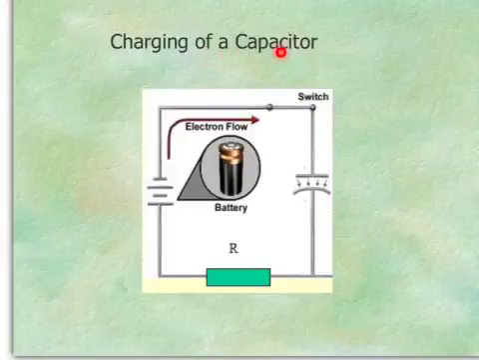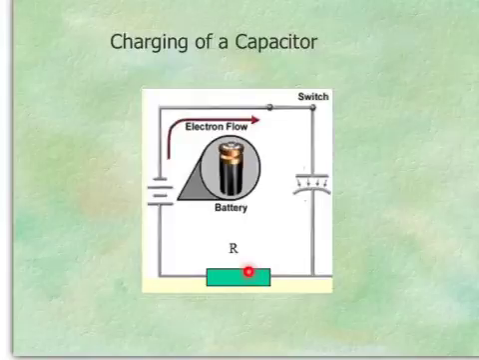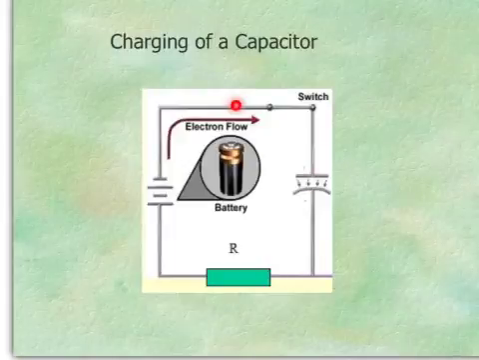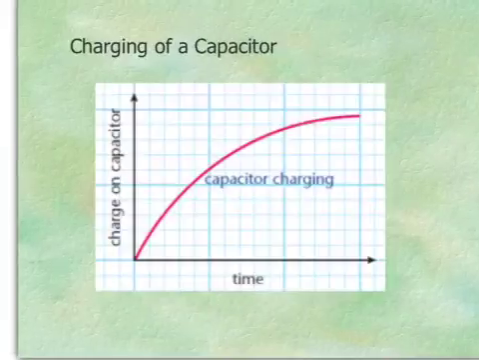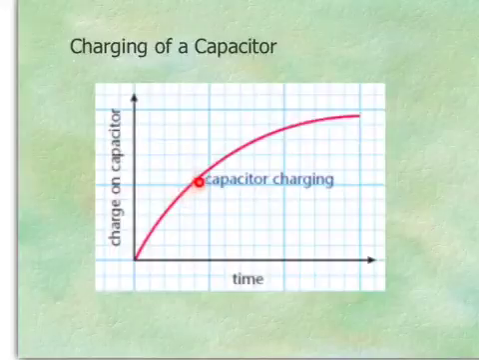Charging of a capacitor, this one here, by connecting it to a battery in series with a resistor for protection. When the switch is closed, the current will flow temporarily until the capacitor is fully charged up. This graph here shows the charging process of a capacitor. It's fast at first, then slows down, then flattens off.